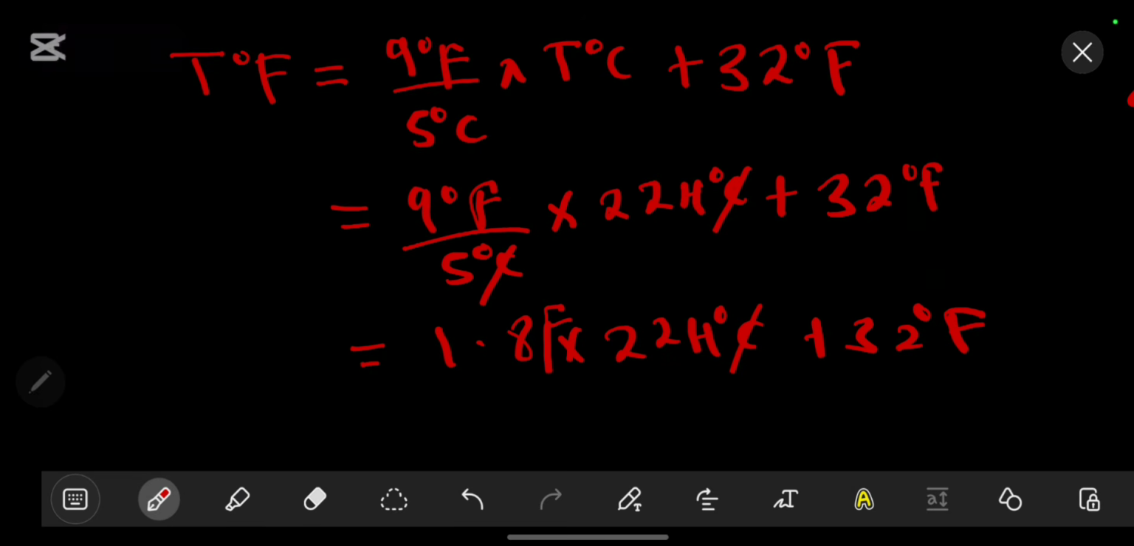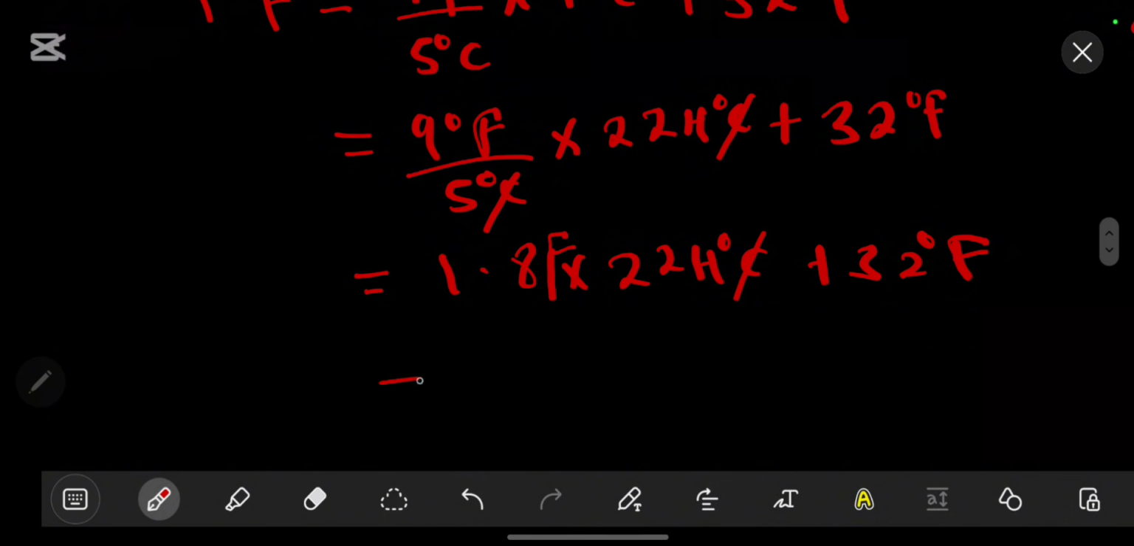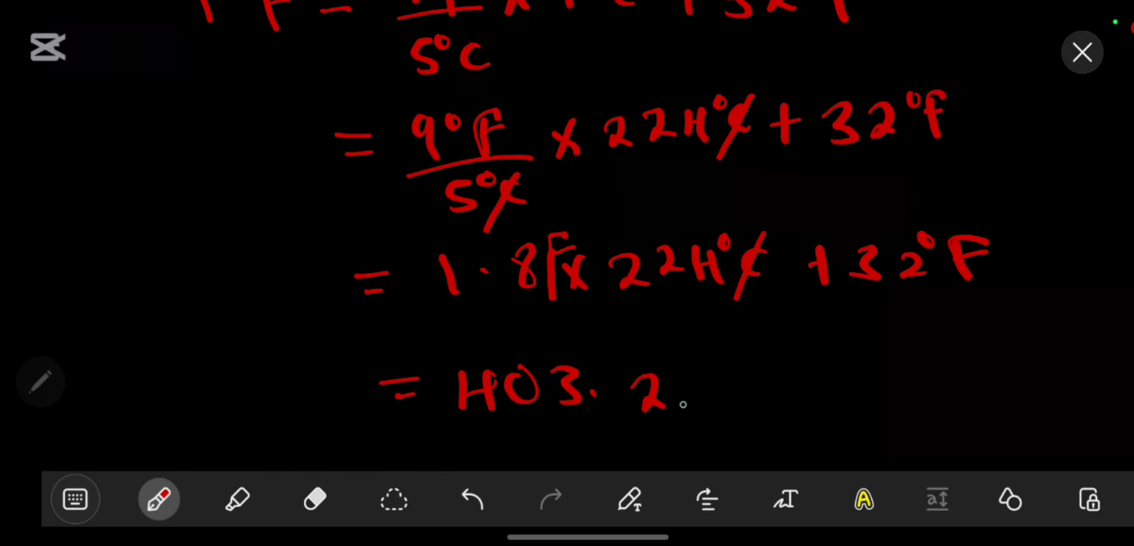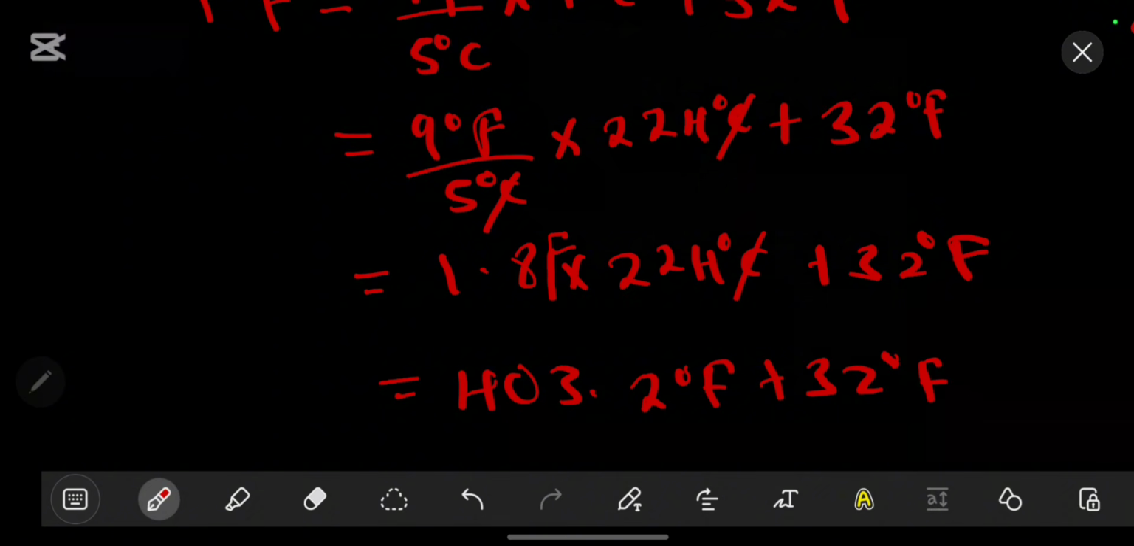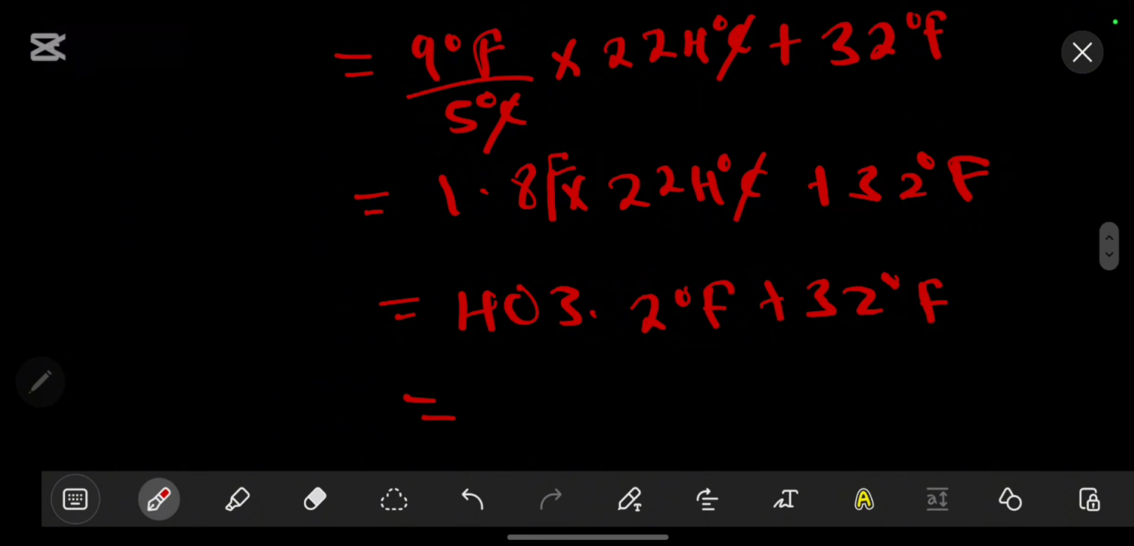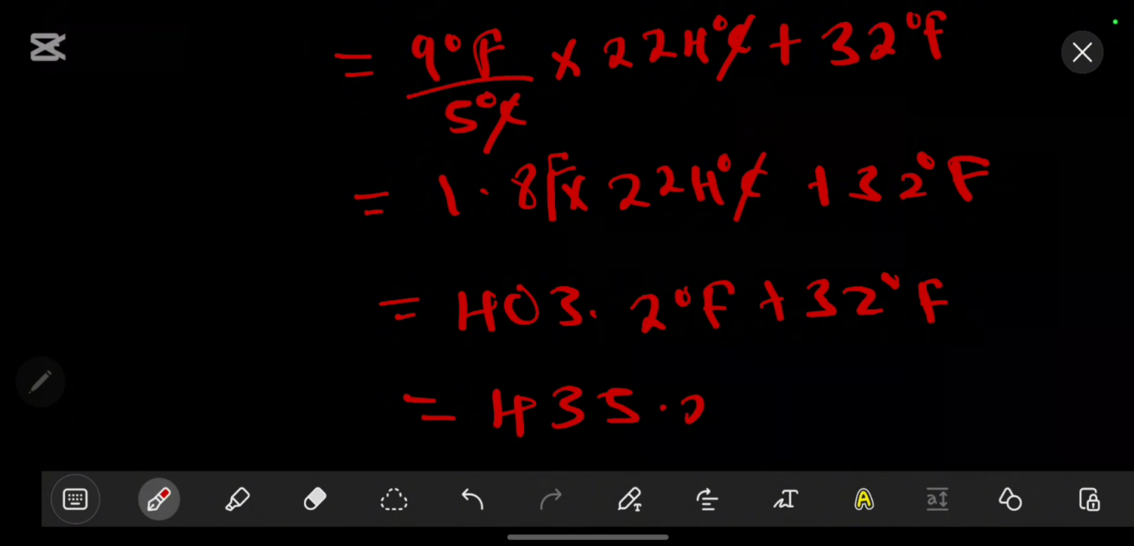So we are going to have 1.8 times 224, which is 403.2 degrees Fahrenheit, plus our 32 degrees Fahrenheit. So when we add this, 403.2 plus 32, we are going to have 435.2 degrees Fahrenheit. So that's how you convert the temperature to degrees Fahrenheit.